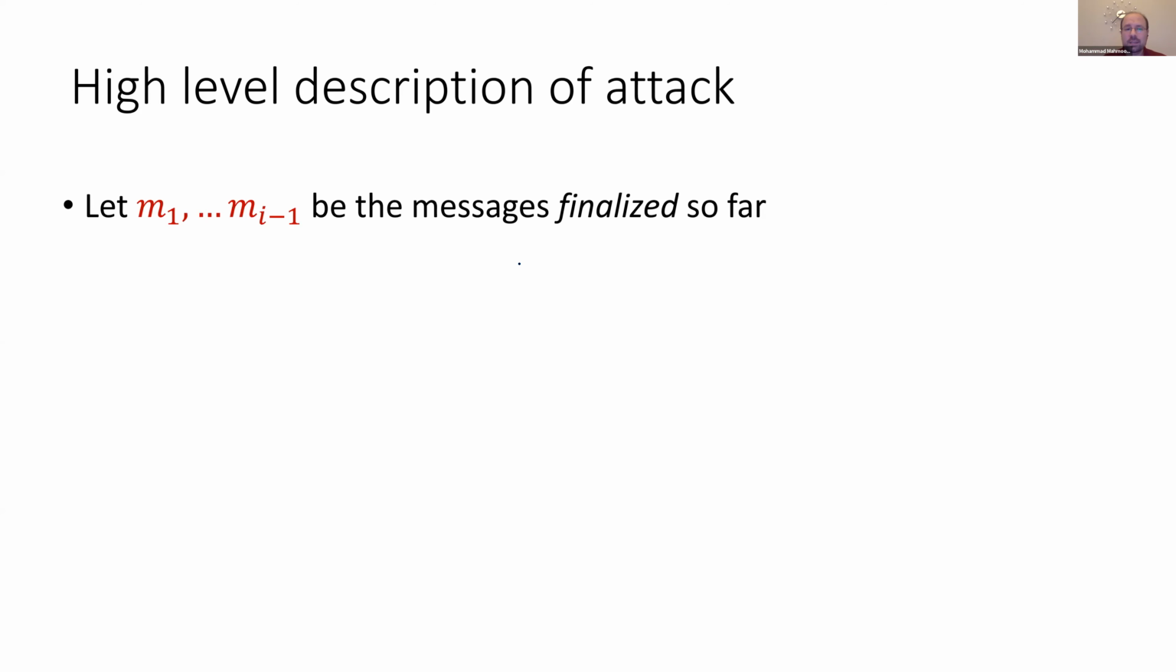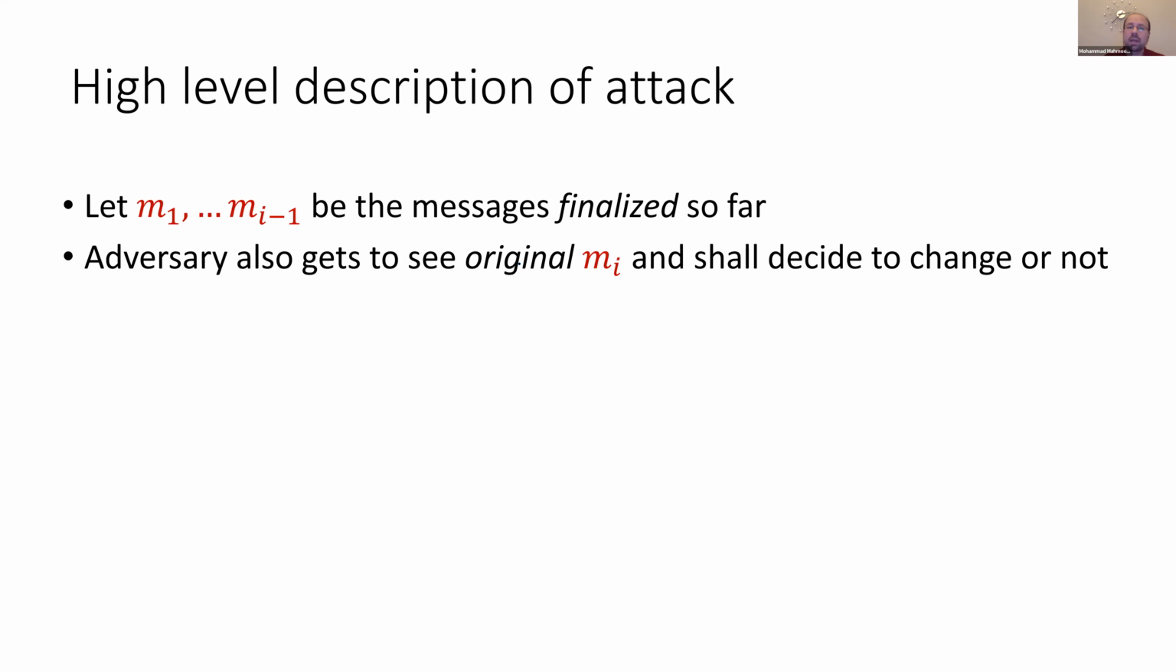So the attack is simple, and it's as follows. Suppose the messages that are sent so far are M1 till M(i-1), and they're finalized. Some of them are real messages, some of them are adversarial. The adversary gets to see the next message, which is Mi.